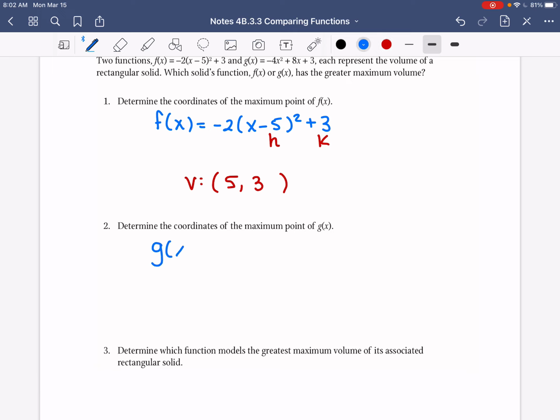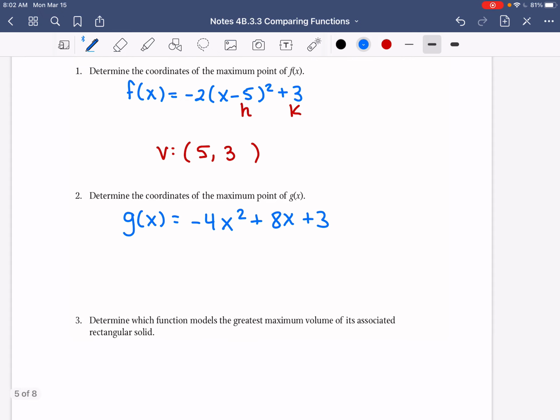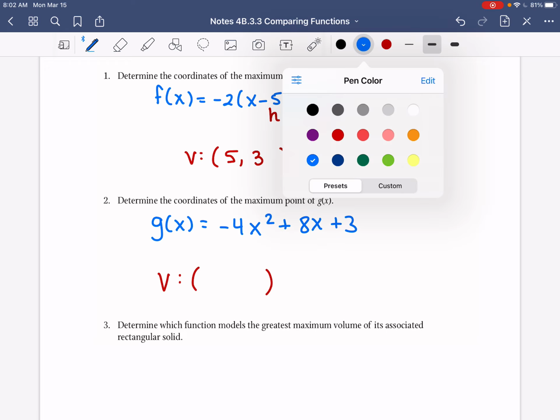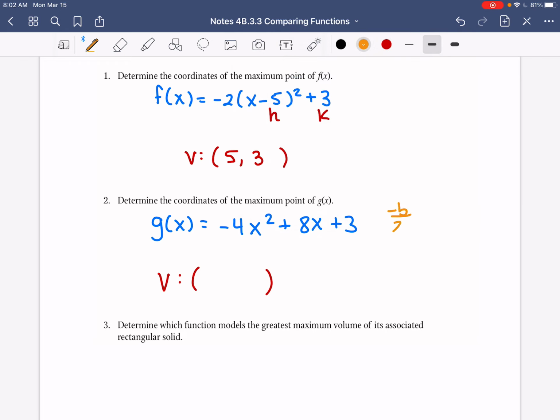Determine the coordinates for the maximum for g of x. G of x is in what we call standard form, ax^2 + bx + c. So to find the vertex, you have to do a little bit more work. The first thing we need to find is negative b over 2a. So we have a, b, and c. We're going to take negative, and then b is 8, over 2 times a, which is negative 4. I get negative 8 divided by negative 8, which is just 1. So that's the first part of our vertex.